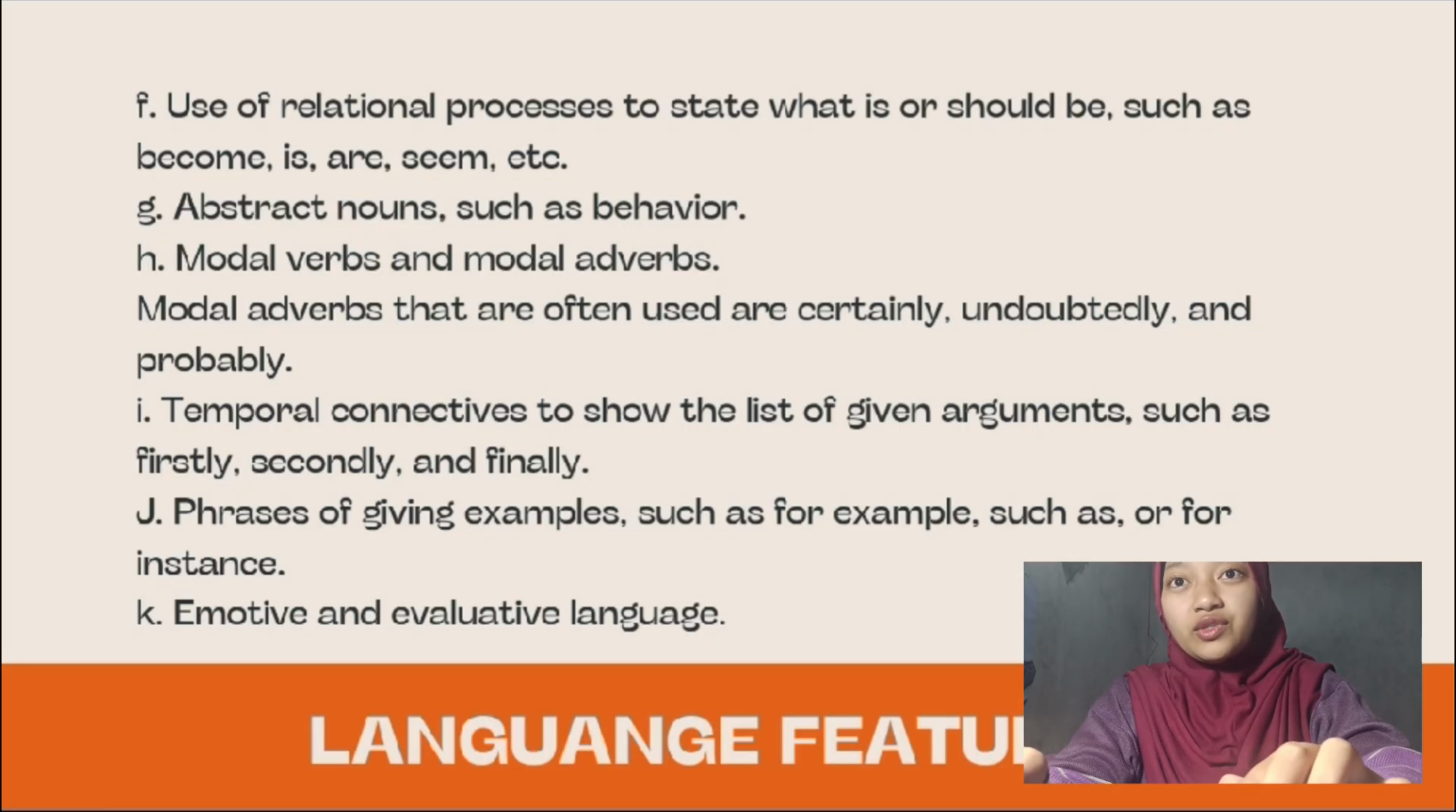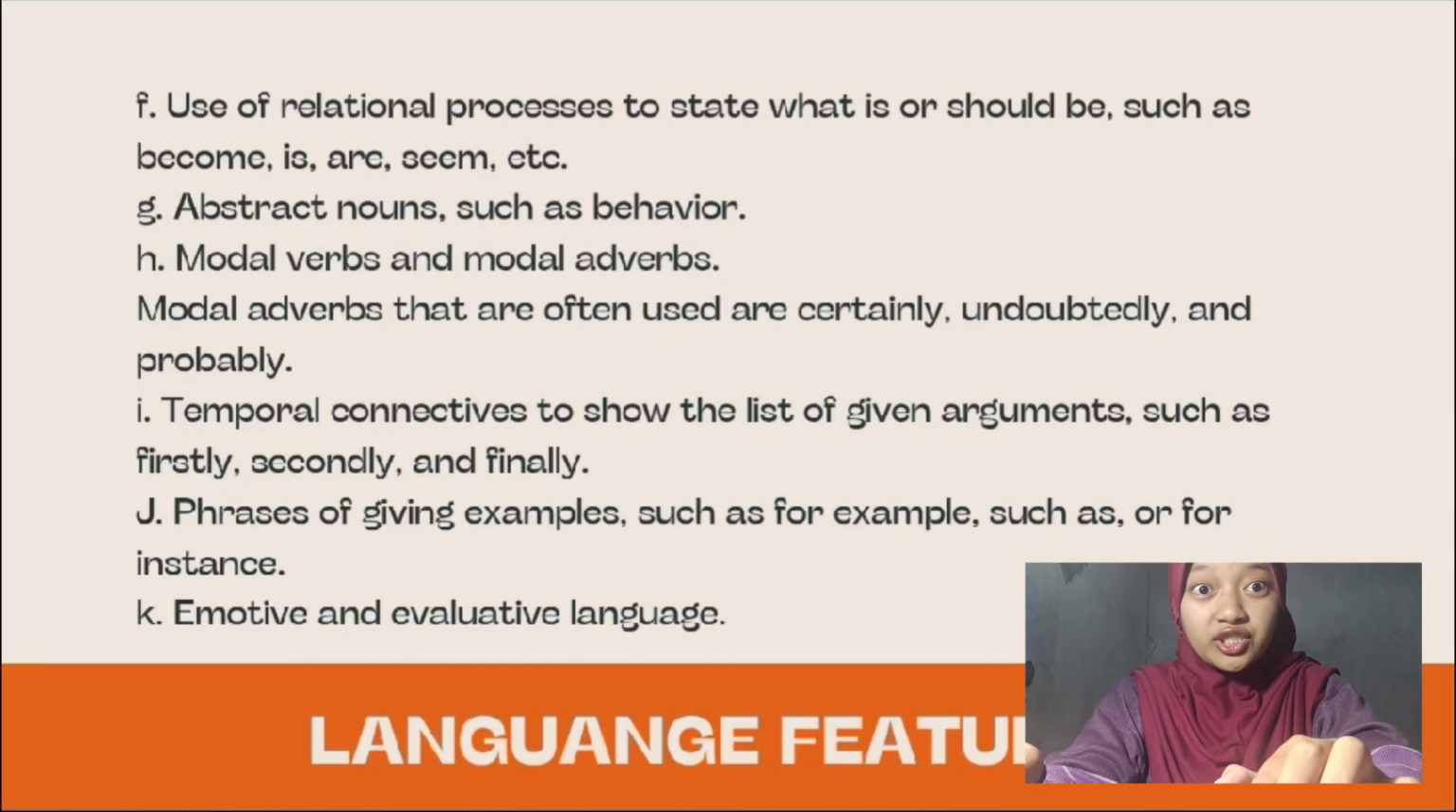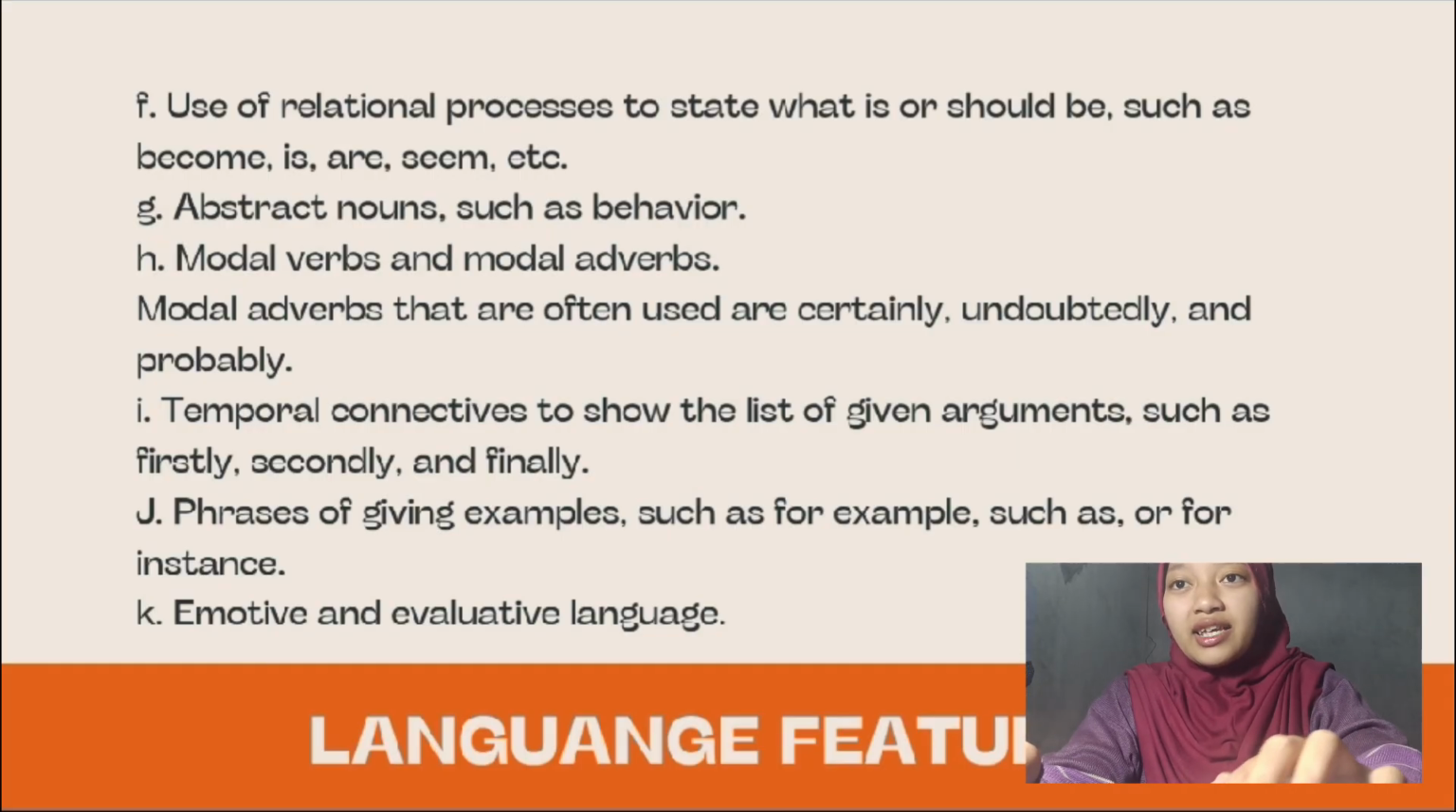G, abstract nouns such as behavior. H, modal verbs and modal adverbs often used are certainly, undoubtedly, and probably. Probably in the next 5 years we are going to drown because there is too much trash on our earth. I, temporal connectives show the list of given arguments such as firstly, secondly, and finally. J, phrases of giving examples such as for example, such as, or for instance. K, emotive and evaluative language.